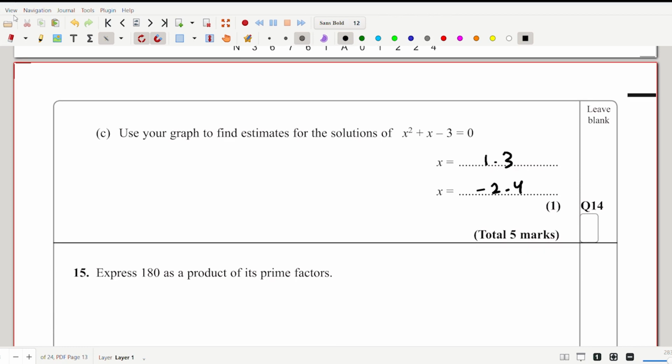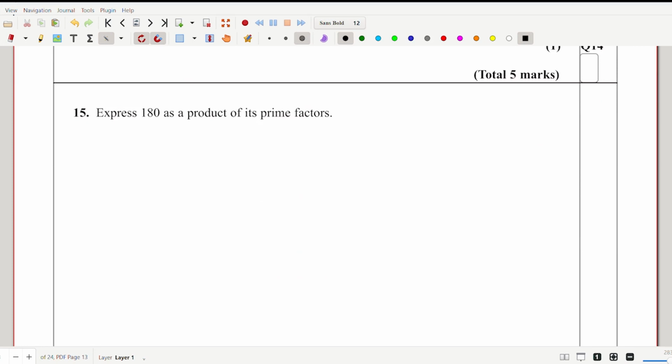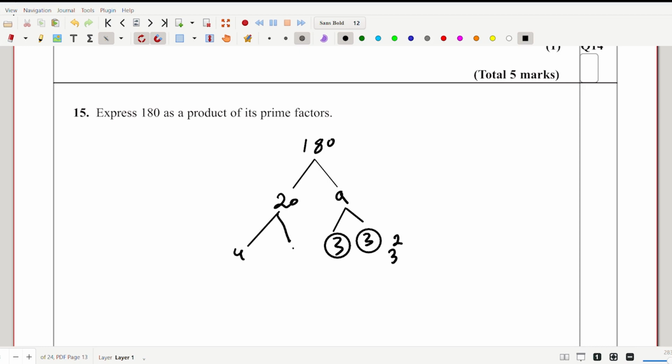Express 180 as a product of its prime factors. We can say that 180 is 20 times 9. 9 is 3 times 3, and 3 is a prime, so we have 3 to the power of 2. In 20 we have 4 times 5, and 4 is 2 times 2, 2 is a prime number, so 2 to the power of 2 and 5 to the power of 1.